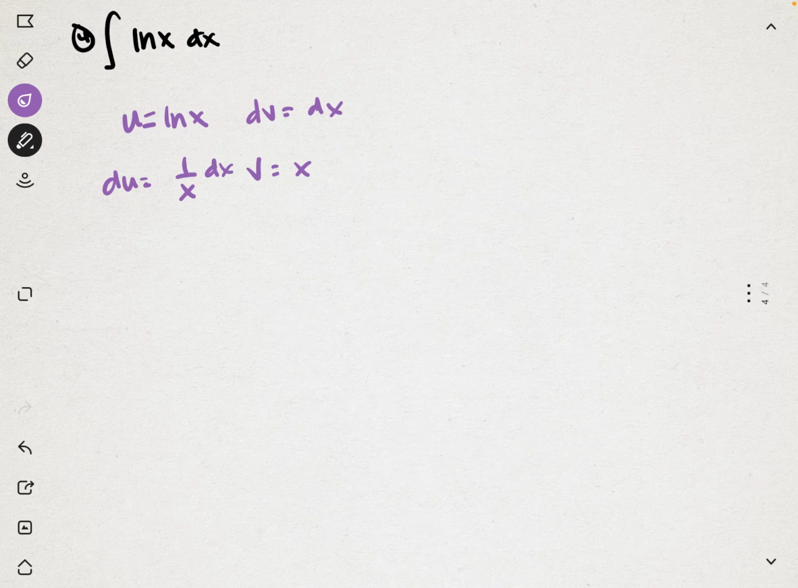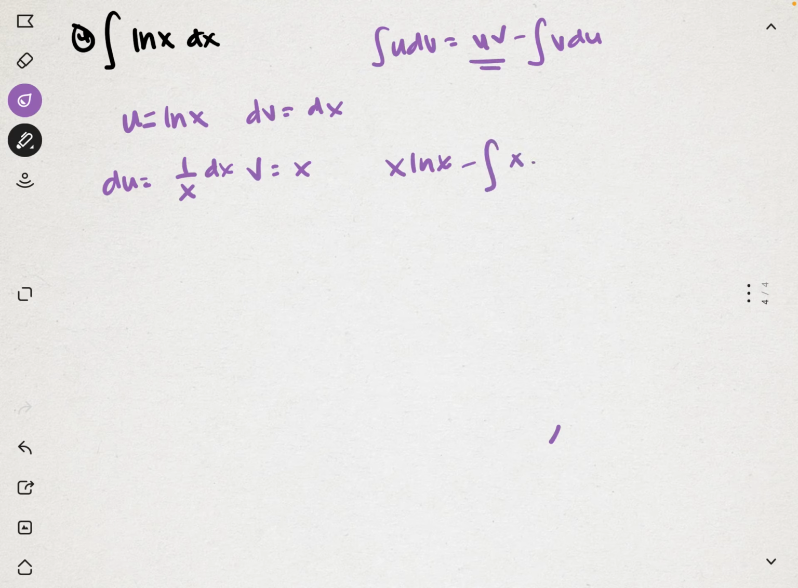Okay, so if we're doing our anti-differentiation by parts, then we know that the integral of u dv is equal to uv minus the integral of v du. Let's put this all in, and you'll see that it comes out pretty nicely. So uv is ln x times x, so x ln x. And then we're going to do minus v du. So v is x, and du is 1 over x.